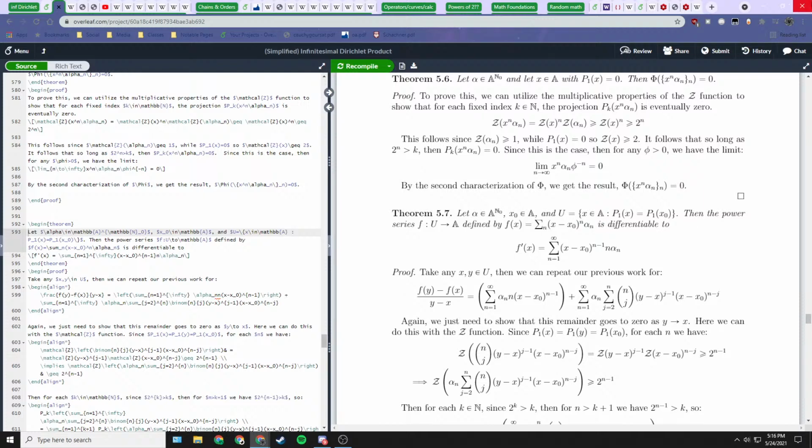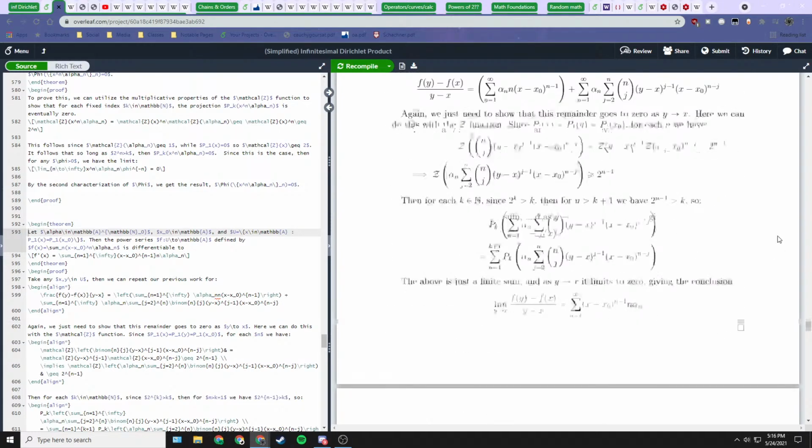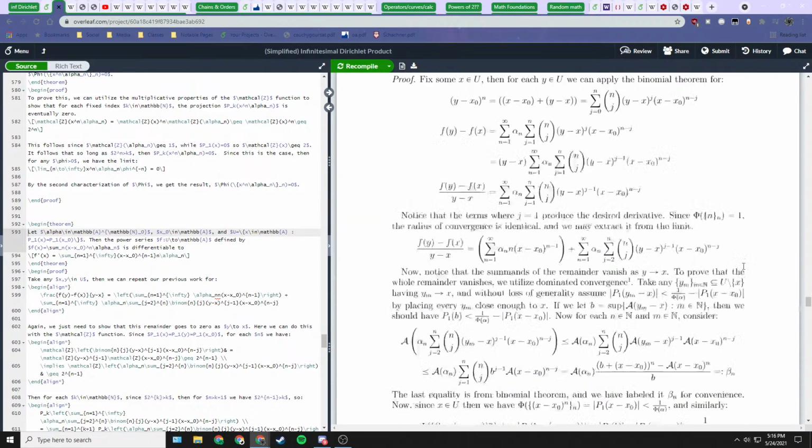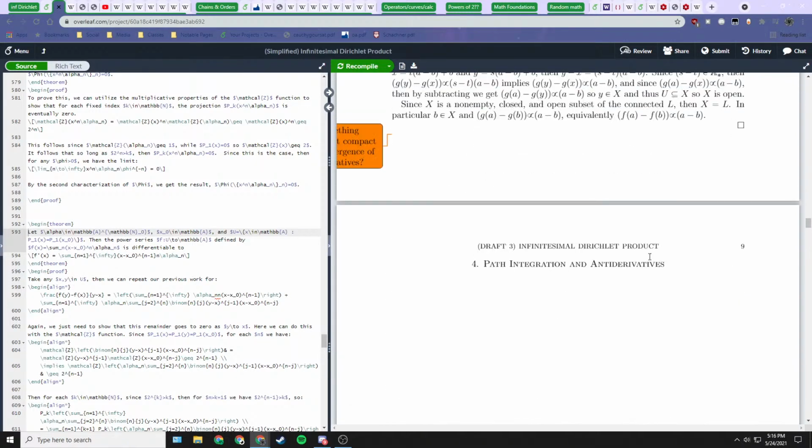So that's pretty interesting. This doesn't really get used anywhere else, but it is sort of an interesting thing to see. Okay, so now we've got integrals, which is what we're going to be working on next.